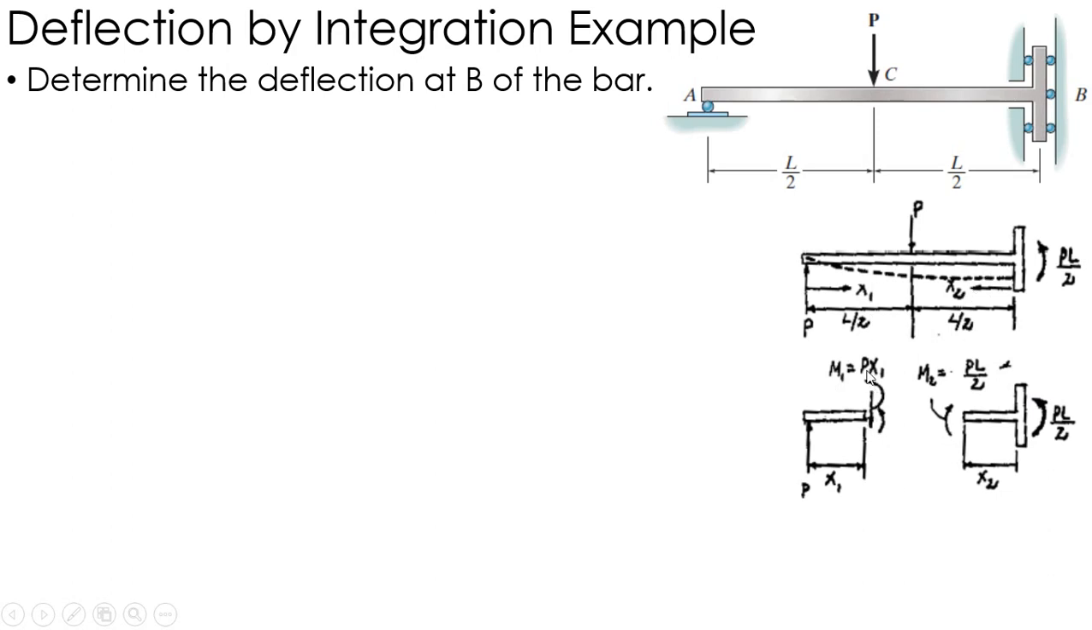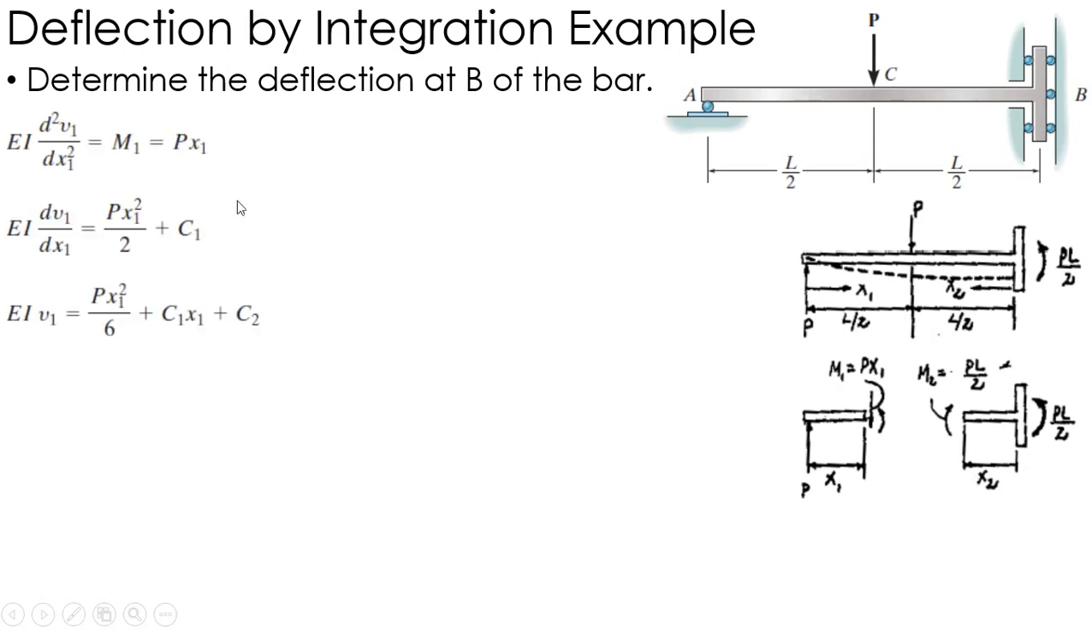Okay, and what I have here is two coordinates. One goes from A to the right, one goes from B to the left. That's x1 and x2. So I can find the moment M1 equals P times x1, and the moment M2 just equals PL over 2. And again, one is coming from A over to the right, one is coming from B to the left.